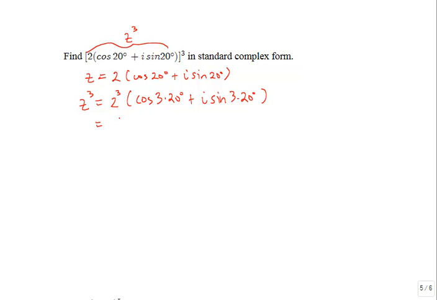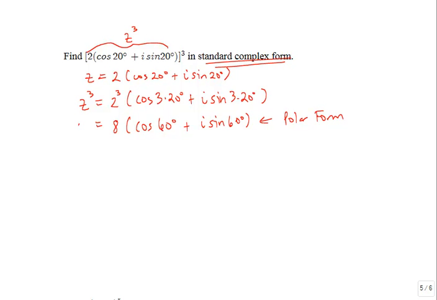And if we simplify that, 2 cubed is 8, and 3 times 20 would be 60 degrees. Now we could stop here if it said that we could leave our answer in polar form, because this is the polar form answer. But this one asks for standard complex form.